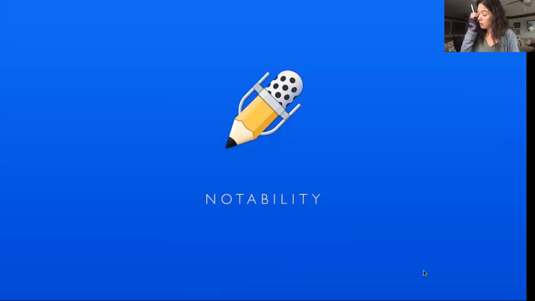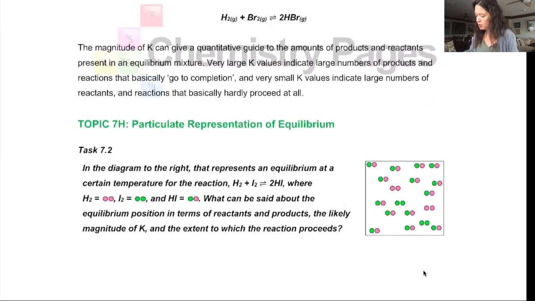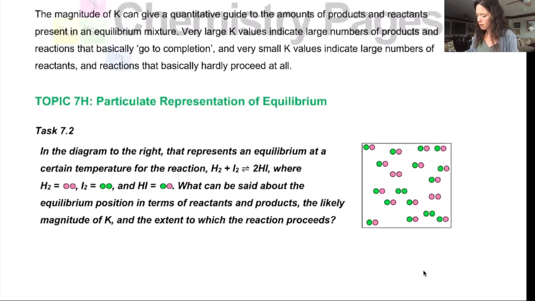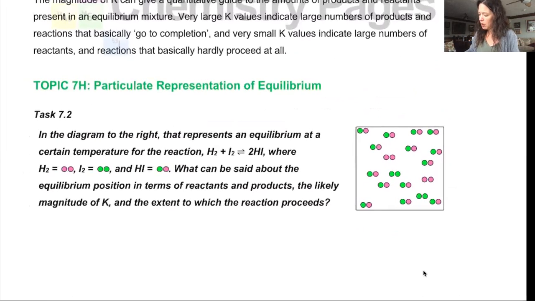What do we have? Representations of equilibrium. To be honest with you, I am gonna go straight to the notes. I am on page 6 of your unit 7 notes, task 7.2. Not much to talk about. He calls it 7.2, AP calls it 7.6 or something, or 8. I don't know why the difference.